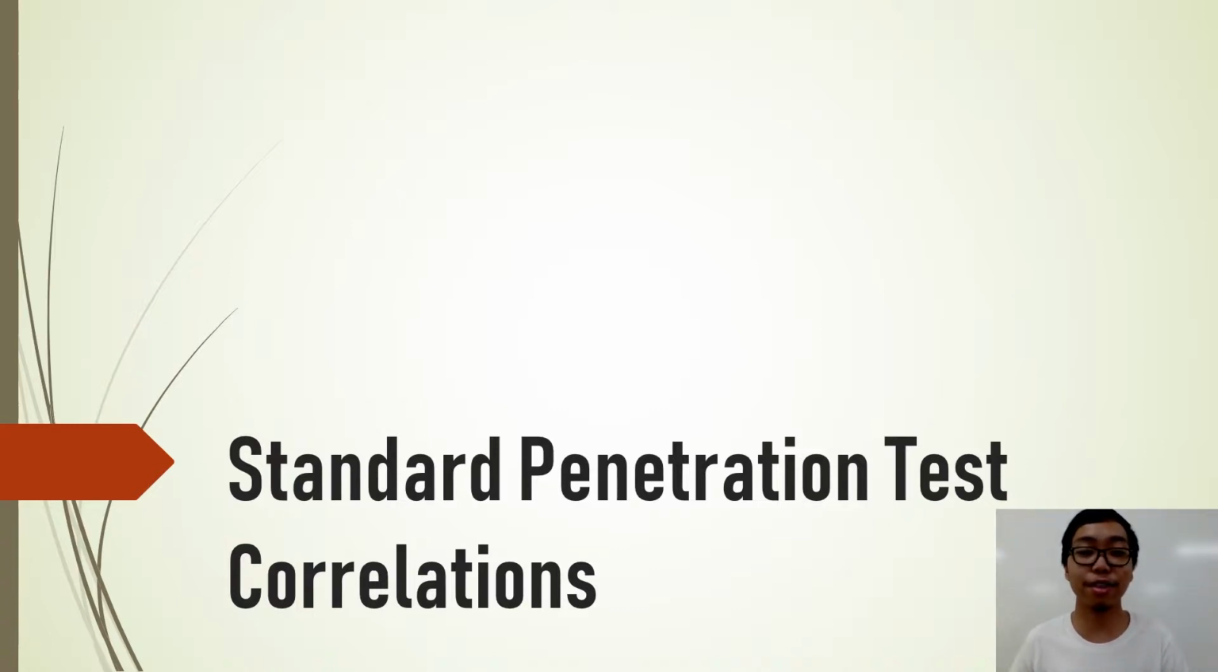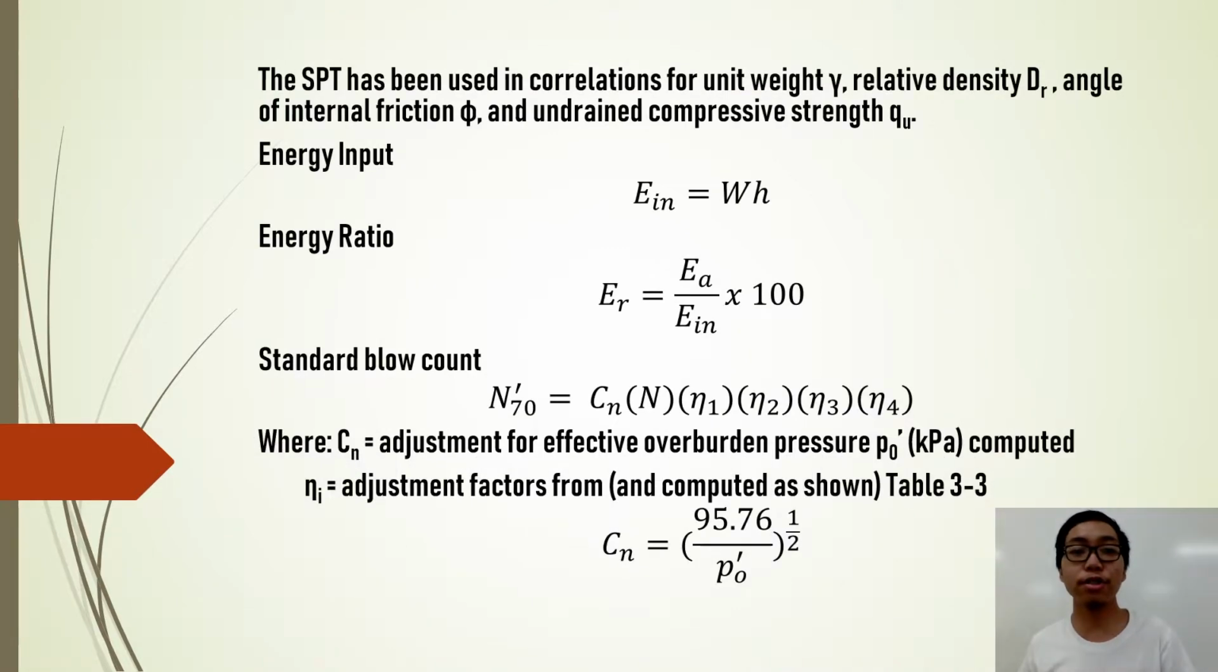Today we'll be discussing the standard penetration test correlations. In standard penetration test correlations, we correlate the standard blow number with the other variables. Before that, let's discuss the energy related in the standard penetration test. The energy input in the standard penetration test is equal to the weight times height.